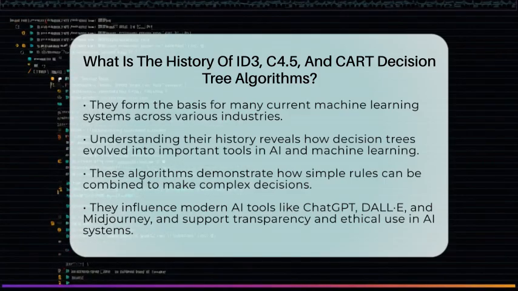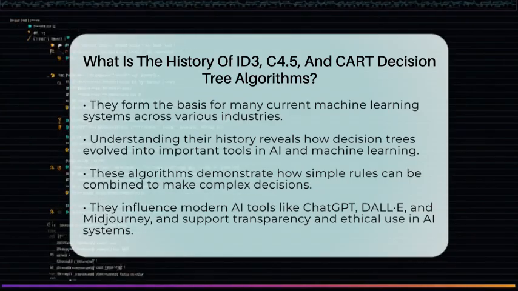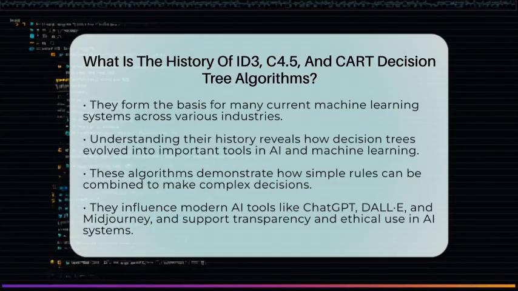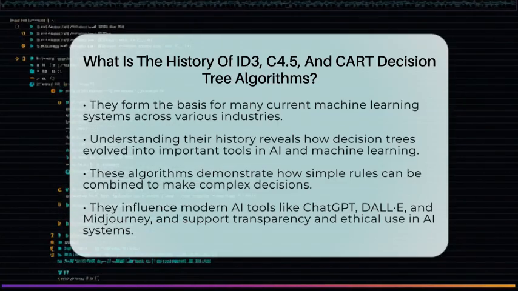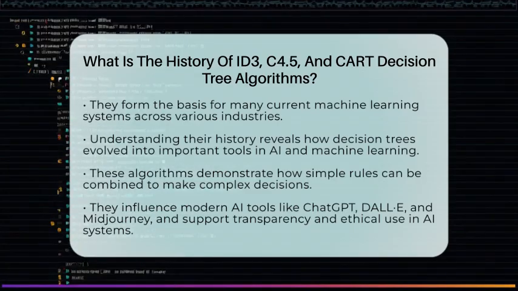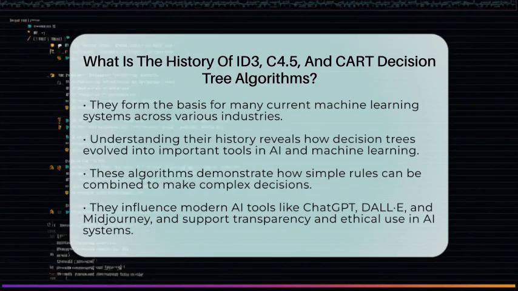These algorithms show how simple rules can be combined to make complex decisions, and they continue to influence new tools like ChatGPT, DALL-E, and Midjourney, which build on these core ideas. They also help make AI systems more transparent, so we can see how decisions are made, which is very important for ethical use.